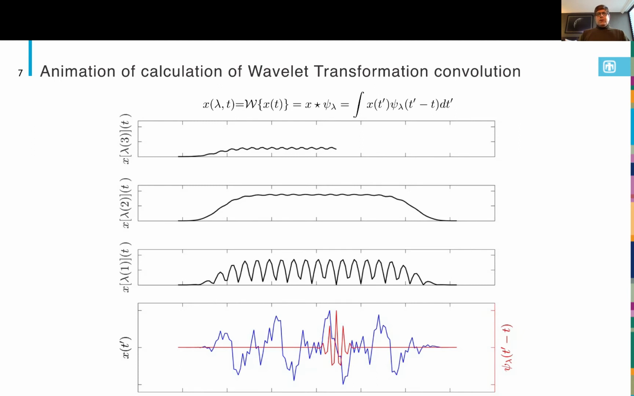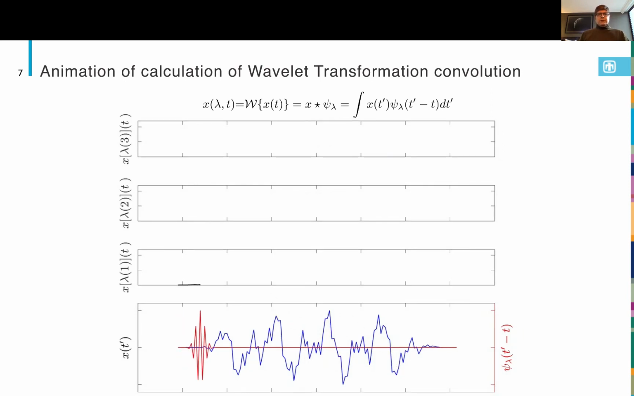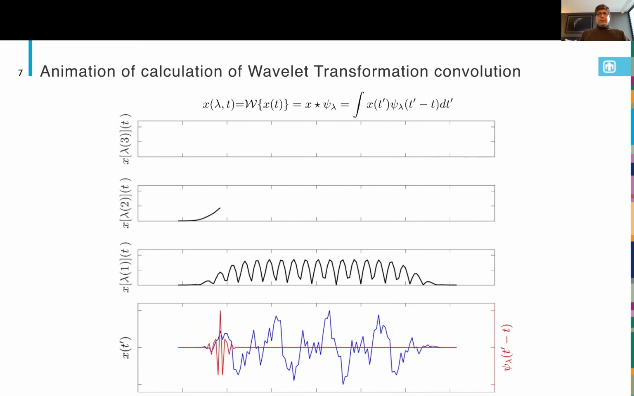Let me show you how this is done in a little animation. You see the signal here in blue. You see the mother wavelet here at this position. And I'll now sweep through 3 different scales to get 3 different wavelet transformations. Now we see the smallest scale sweeping through, creating the wavelet transformation at the smallest scale. We now see the wavelet transformation at the middle size scale, and now we see it at the largest scale being calculated.